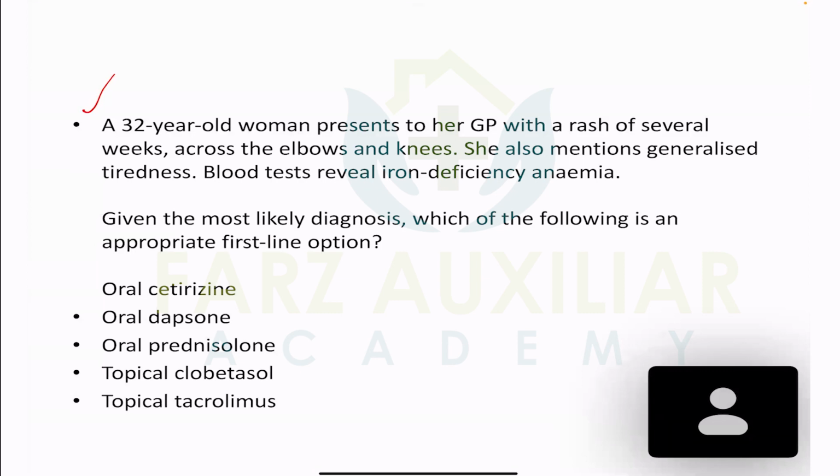A 32-year-old woman presents to her GP with a rash of several weeks across the elbows and knees. She also mentioned generalized tiredness. Blood tests reveal iron deficiency anemia. Given the most likely diagnosis, which of the following is an appropriate first-line option? Oral cetirizine, oral dapsone, oral prednisolone, topical clobetasol, or topical tacrolimus. Oral dapsone is the answer.